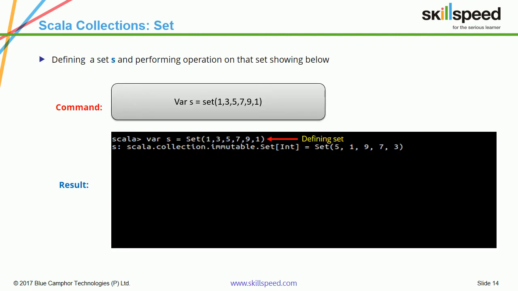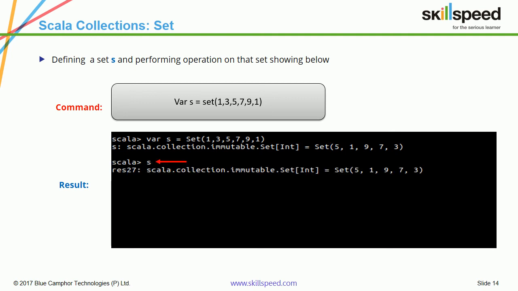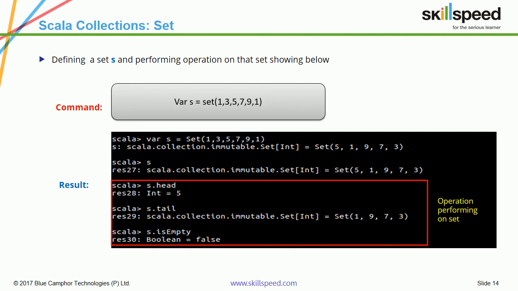So here you can see that I am typing var s = Set(1, 3, 5, 7, 9, 1). This creates a set of unique values, and then when you type s, you can see that the set is being displayed, and all the operations such as head, tail, isEmpty can be performed on the set as well. You can see that the head returns the element 5. The tail returns another set with the rest of the values, and isEmpty returns the Boolean value of false.